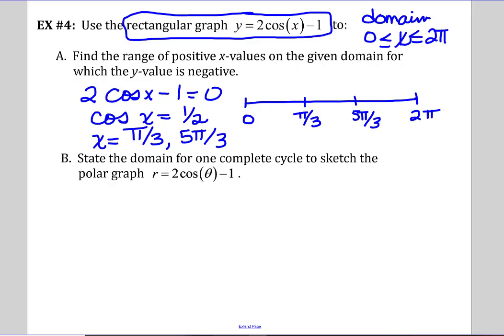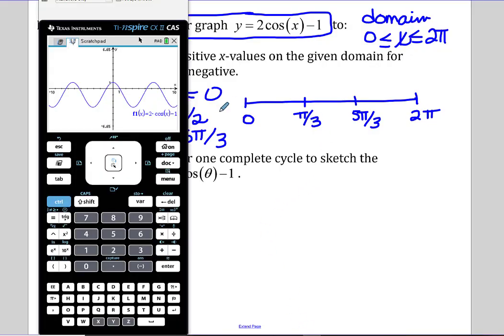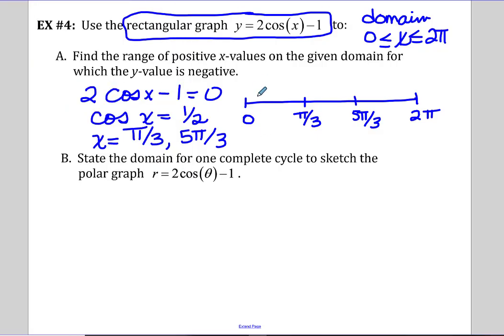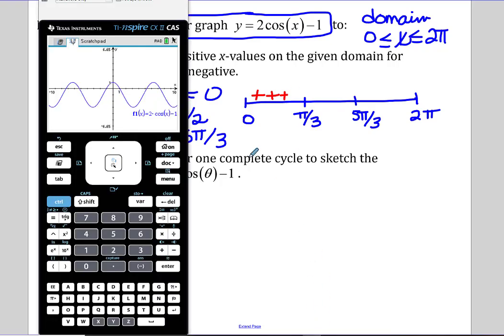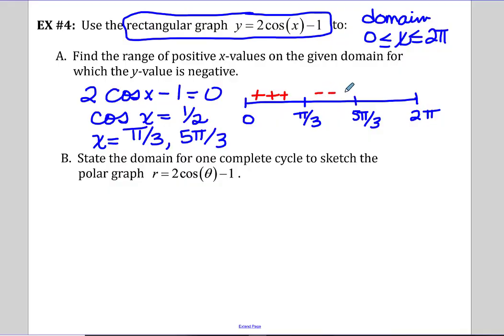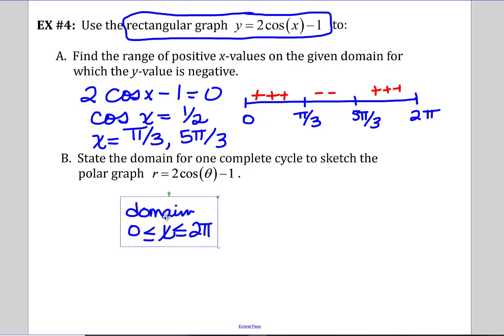And we want to test this by looking at the graph. So what happens between 0 and pi over 3? You see that the function is positive there. And then this is our 0. And then between pi over 3 and 5 pi over 3, it's negative. And then 5 pi over 3 to 2 pi, we're going to stop right here at 2 pi, is positive. So this is telling me where the loop is made. And state the domain. Well, we did that up here. So the domain for one complete cycle is going to be from 0 to 2 pi.